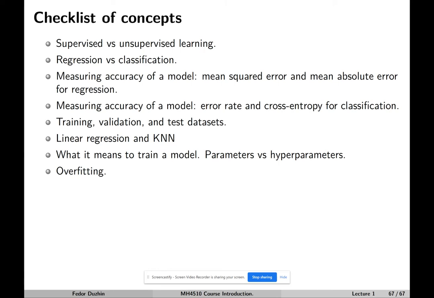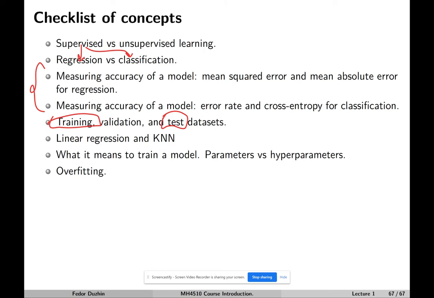So here is a checklist of concepts. We have learned supervised and unsupervised learning, regression and classification. This is within supervised learning, which is subdivided into regression and classification. How to measure accuracy of a model, for regression and classification. Training, validation, and test datasets. The validation dataset is somewhat exotic, so the important ones are training and test datasets.